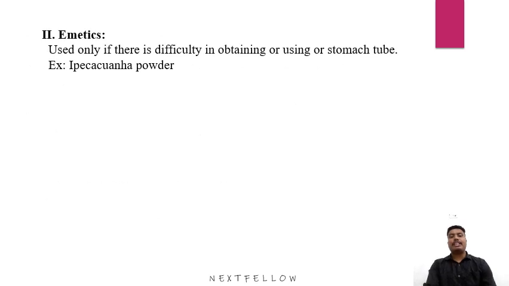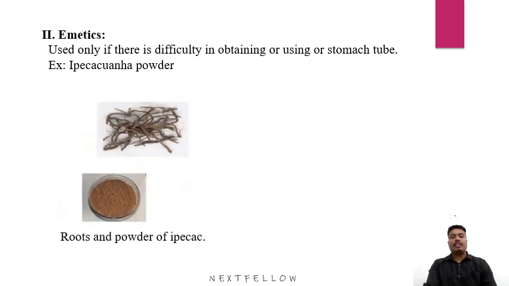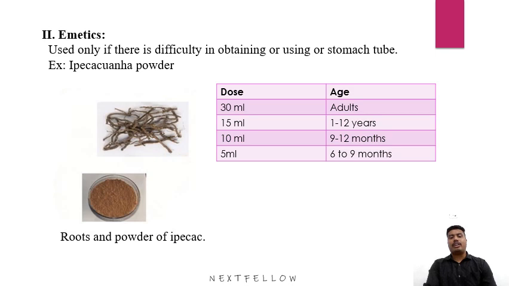Now, the second thing we can use for ingested poison is emetics, used only if there is difficulty in obtaining or using a stomach tube. For example, ipecacuanha powder. Okay, so these are the roots of ipecac, and this is the powder of ipecac. The dose for adults is 30 milliliter. For 1 to 12 years, it is 15 milliliter. For 9 to 12 months, it is 10 milliliter, and for 6 to 9 months, it is 5 milliliter.